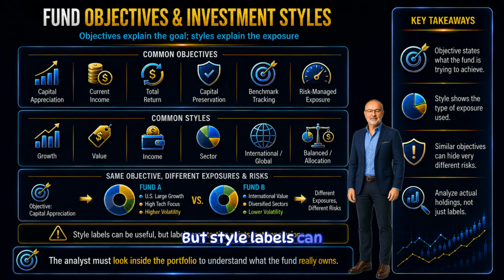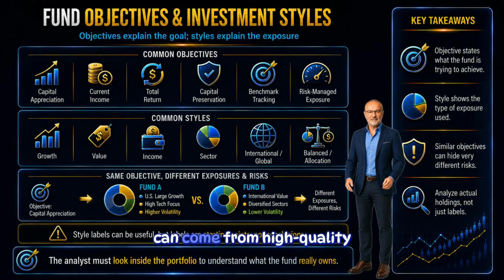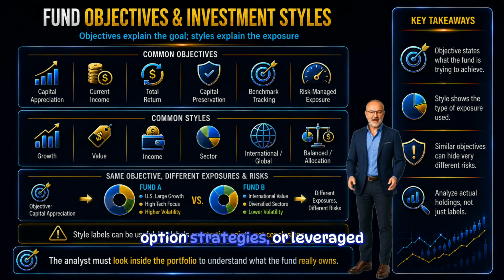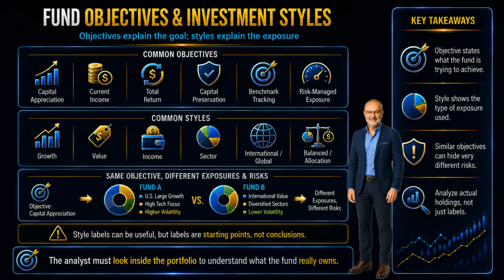But style labels can be dangerous when used too casually. The word income may sound conservative, but income can come from high-quality bonds, high-yield bonds, dividend stocks, real estate securities, option strategies, or leveraged funds. The risks aren't the same. So remember this principle. Labels are starting points, not conclusions. The analyst must look inside the portfolio to understand what the fund really owns.